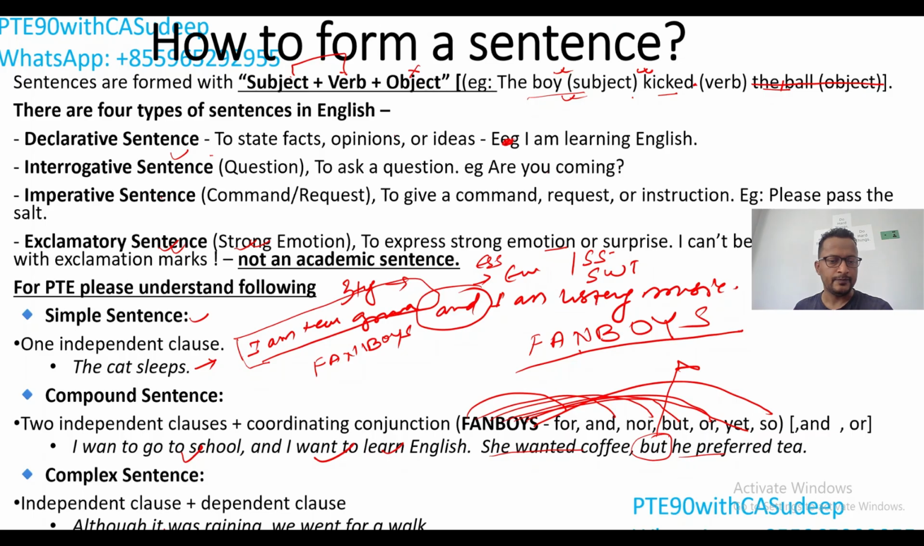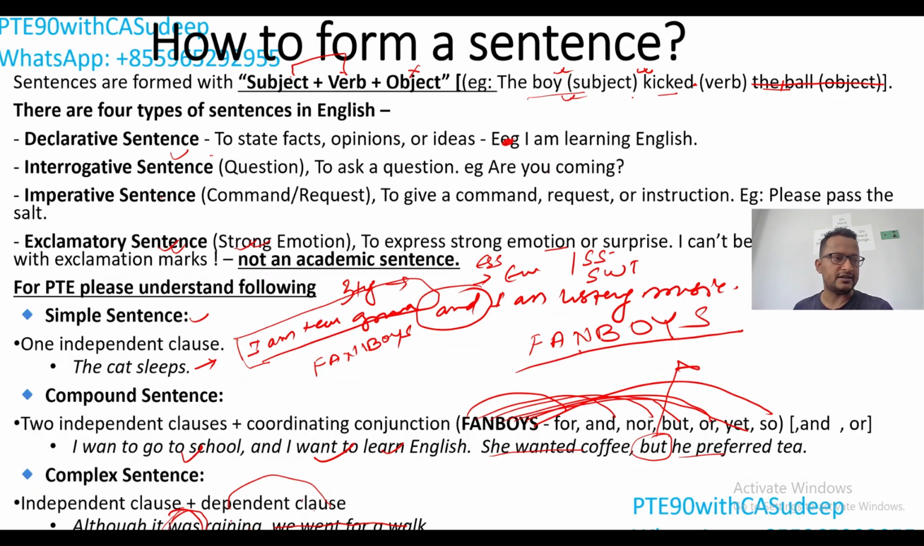For example, in this sentence: although it was raining, we went for a walk. If you remove "we went for a walk", then "although it was raining" is a dependent clause, meaning only this one will not make a complete sentence. So you need to add two different ideas, one dependent clause and one independent clause, to form a sentence. If you are forming the sentence by doing this, then that is a complex sentence. Although it was raining, we went for a walk.